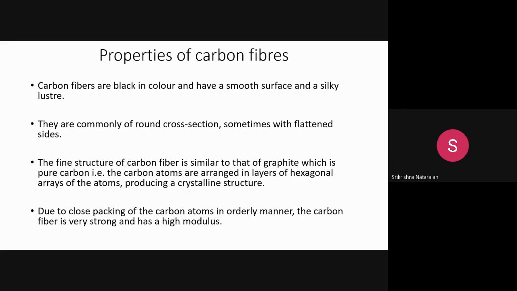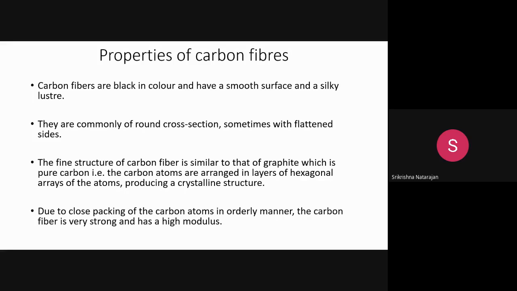So if you see the commercially practiced process, it is the polyacrylonitrile process. Pitch is actually used less when compared to polyacrylonitrile. Okay, so now we'll move on to the properties of carbon fibers.